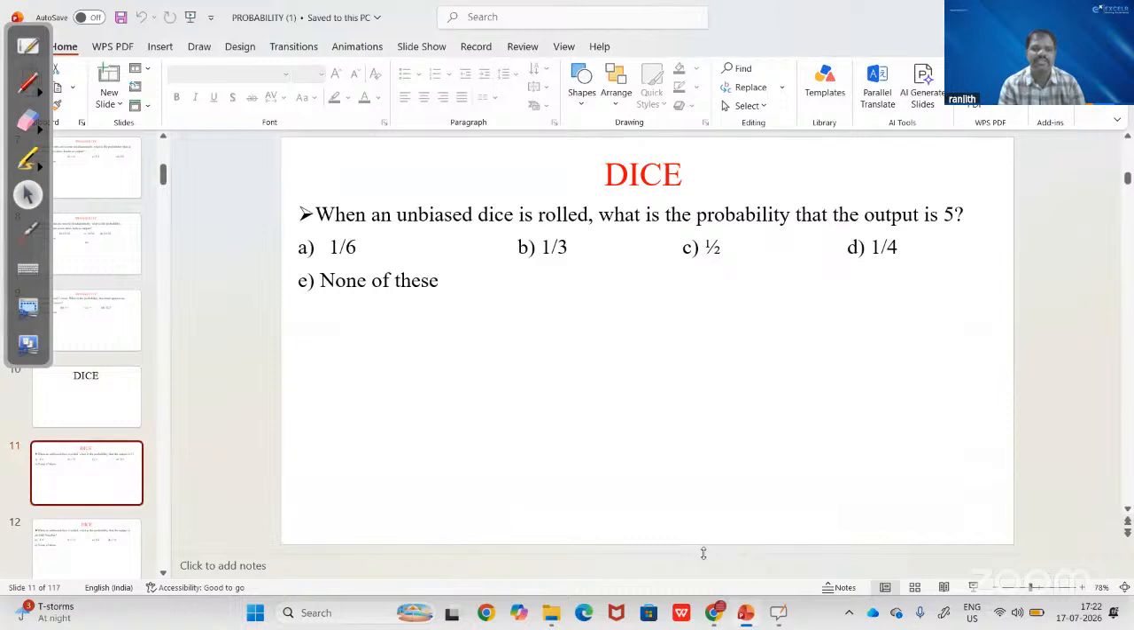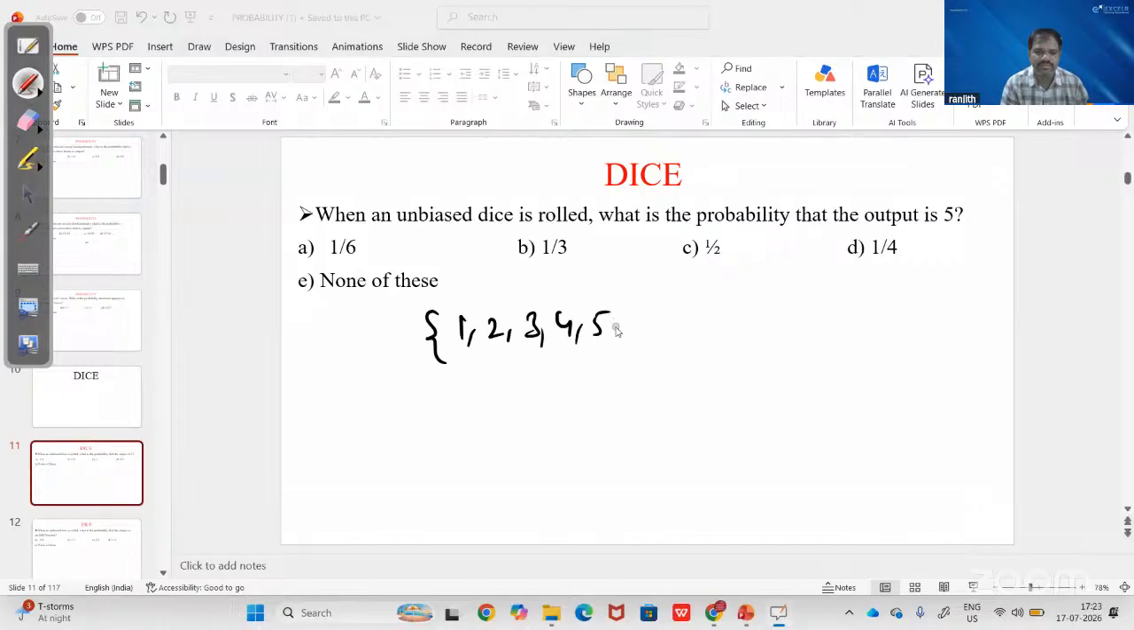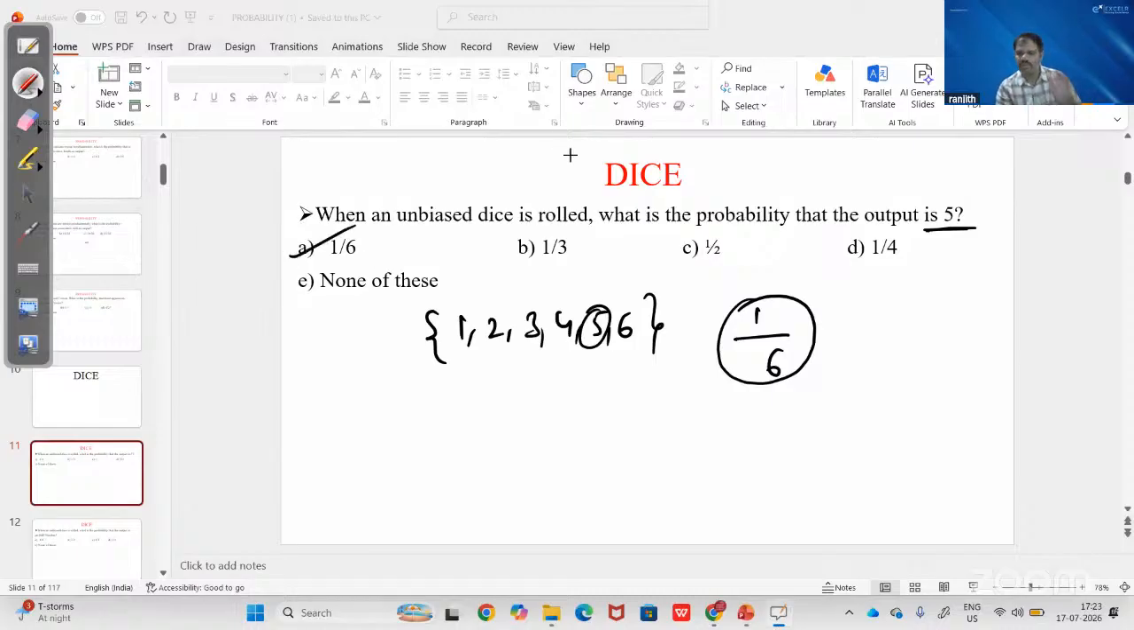When an unbiased dice is rolled, what is the probability that the output is 5? When one die is rolled, what are the possibilities we are having? 1, 2, 3, 4, 5, 6. Output is 5 is nothing but only one case, so out of 6, only one case. So the probability of output is 5 will be equal to 1 by 6.